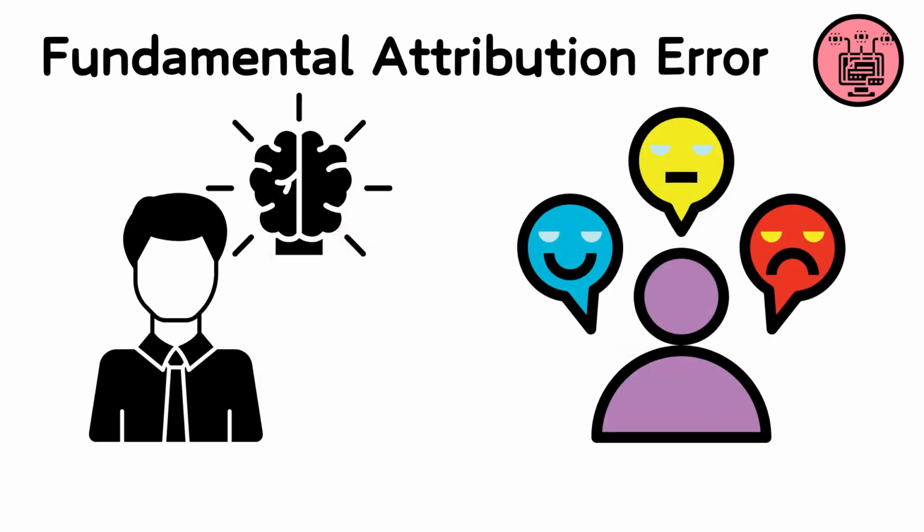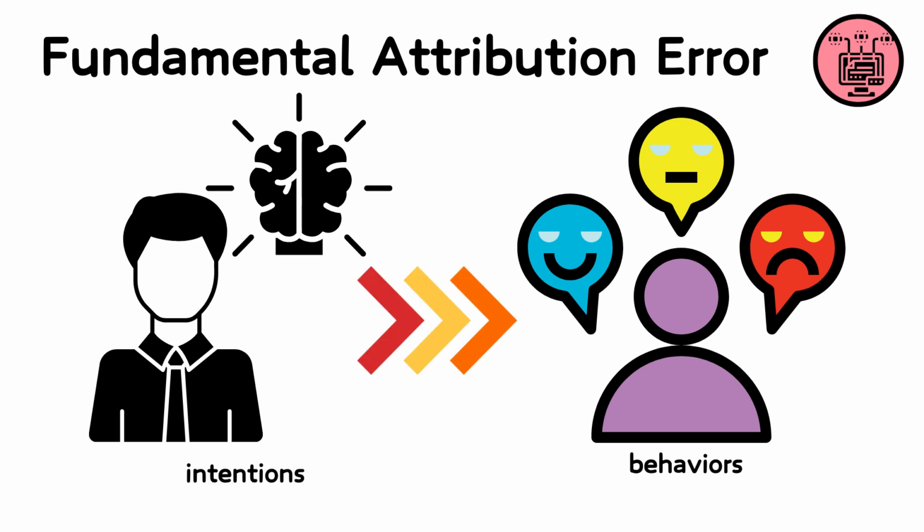This error occurs because we have more information about our own circumstances and less about others. It leads to misunderstandings and misjudgments about others' intentions and behaviors, which can affect personal relationships and workplace dynamics.